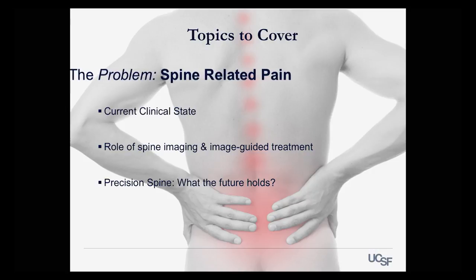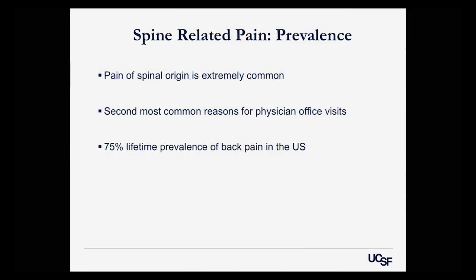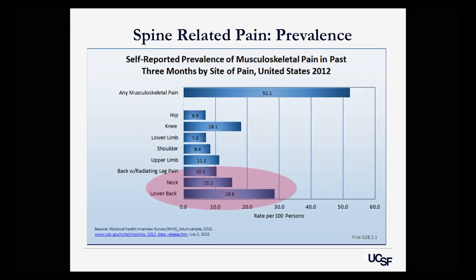Okay, so let's define the problem. So spine-related pain is very common. It is one of the most common, in fact, it is the second most common reason for physician office visits in the U.S. There is a 75% lifetime prevalence of back pain in the United States. One-third of adults in the U.S. report back pain in the last 3 months. So this is really a very common and ubiquitous problem.